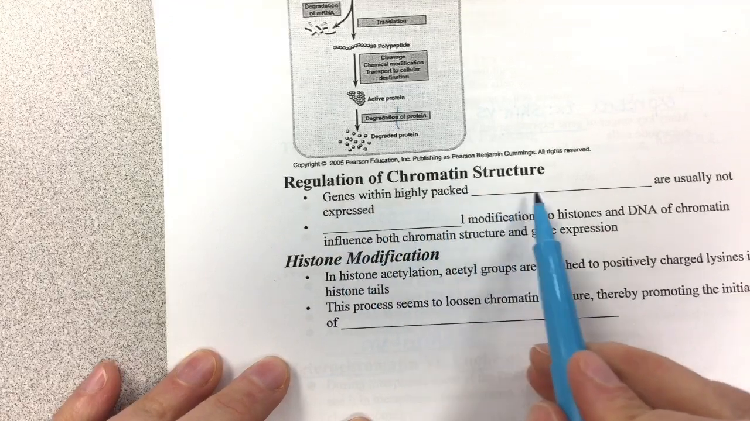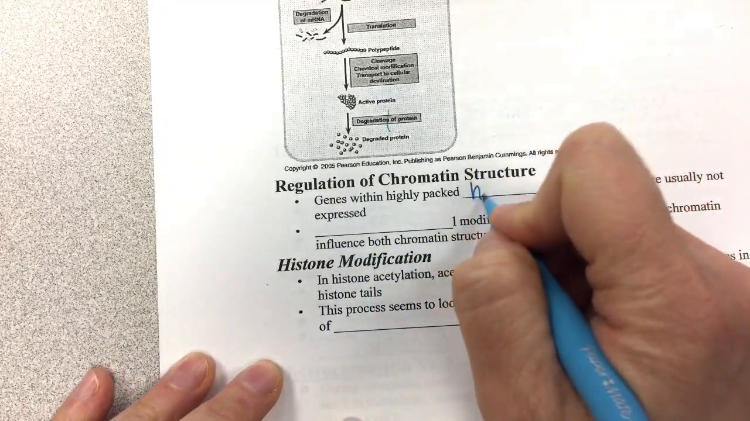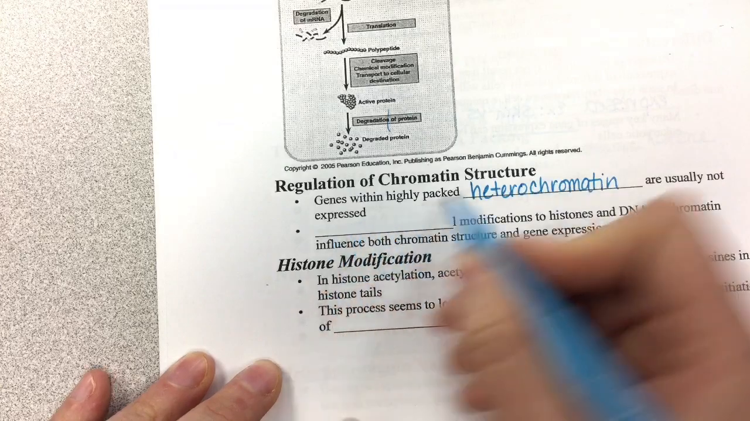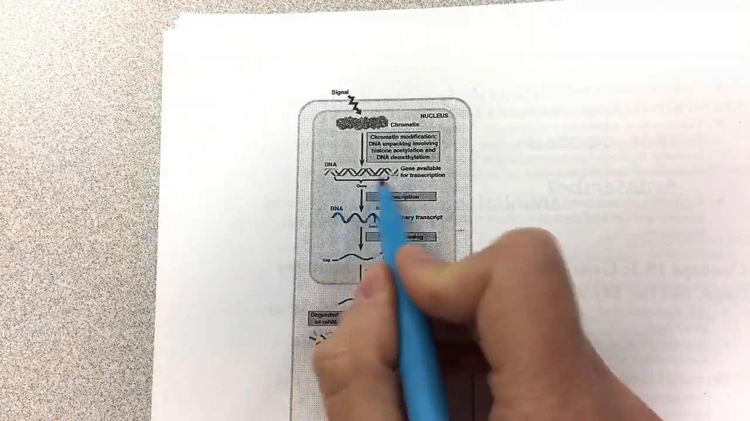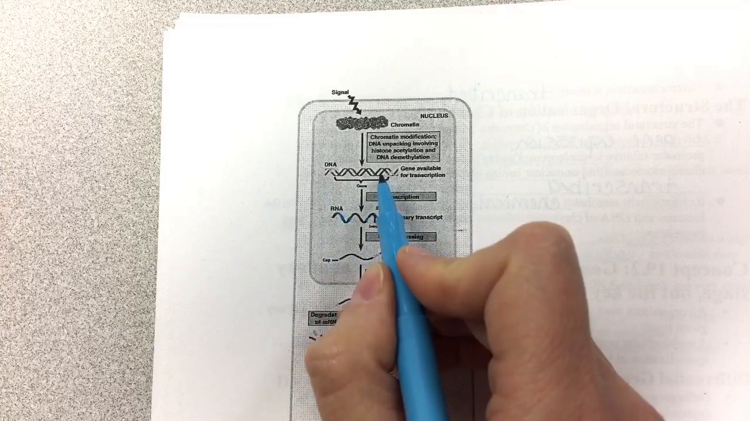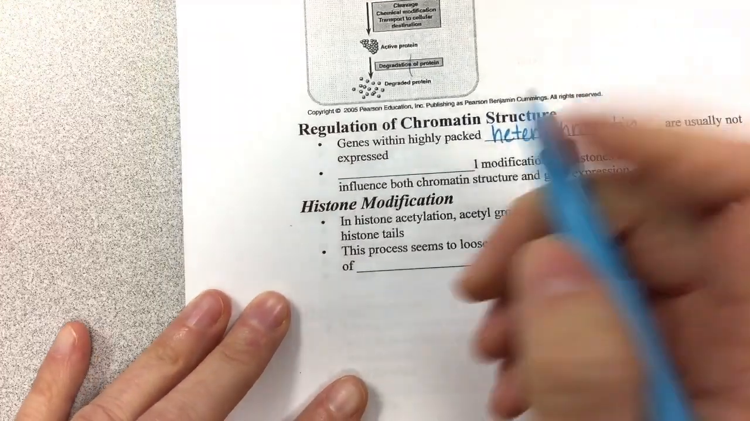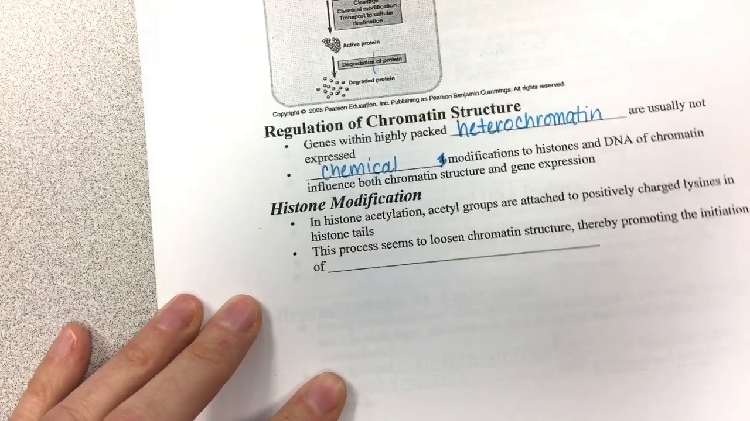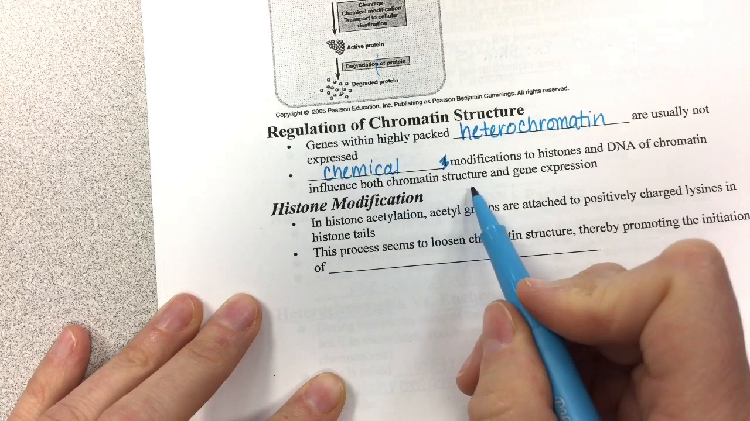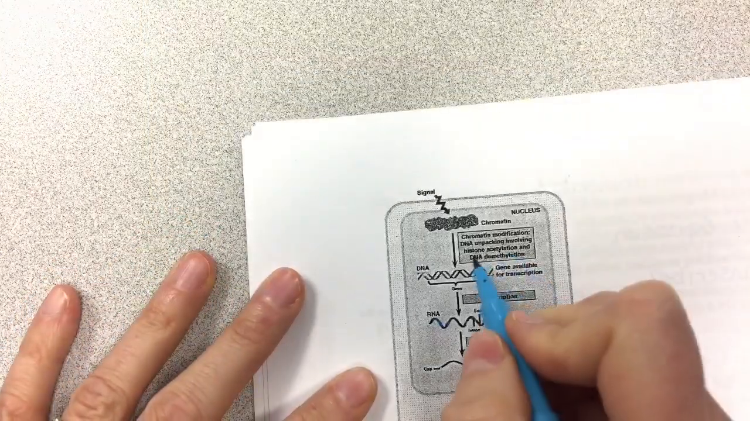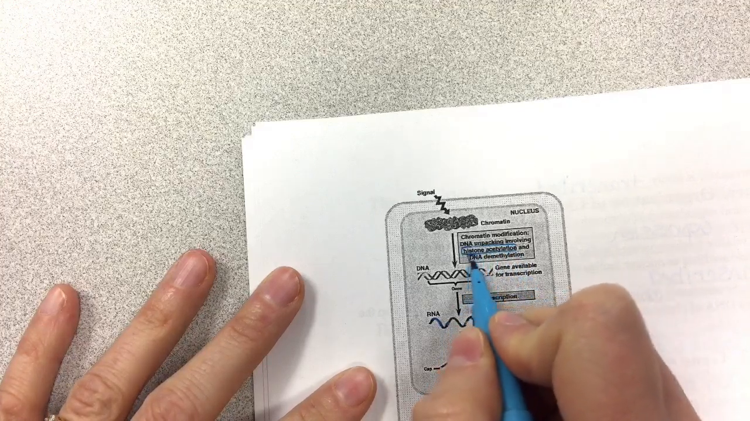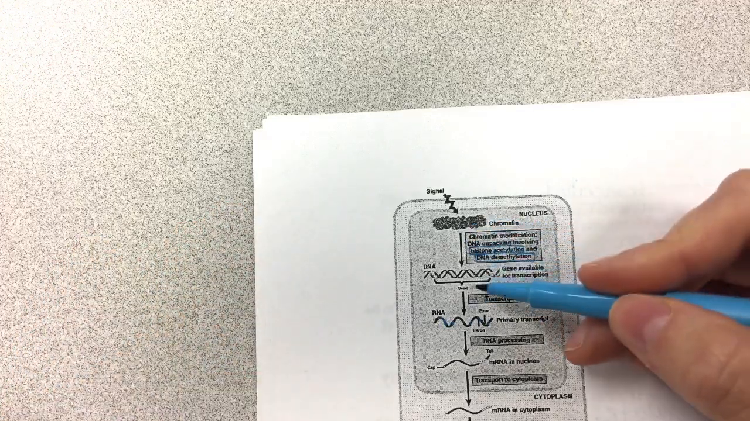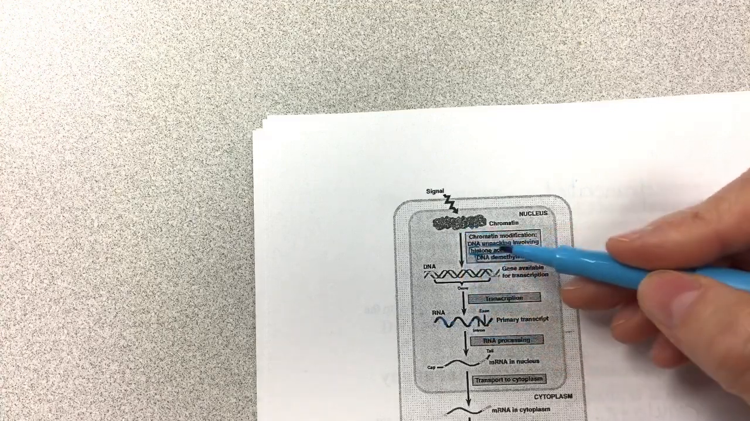So, regulation of chromatin structure. Genes within highly packed heterochromatin are not usually expressed because they never uncoil, and so the gene is never exposed, so transcription cannot happen. So chemical modifications to histones and DNA of chromatin influence chromatin structure and gene expression. This is where we're going to talk about histone acetylation and DNA methylation here. Both of these have opposite effects. One is going to allow the gene to be exposed so that you can do transcription. One is not going to.